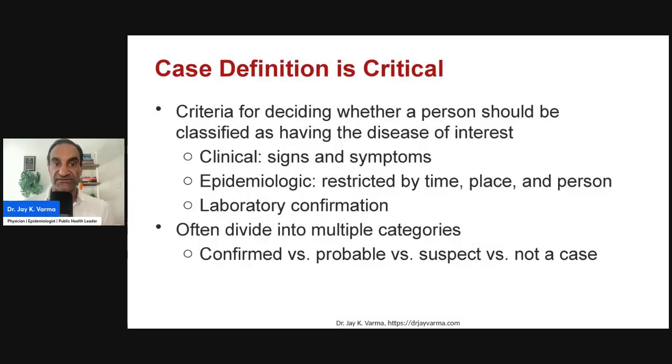A case definition is fundamentally the criteria for deciding whether a person should be classified as having the disease of interest. This may mean clinical factors such as signs and symptoms, and may involve epidemiologic factors such as the time, place, and person, and it may include laboratory confirmation. This is critical, of course, with infectious diseases, but may be a challenge if you're dealing with a condition for which there is no laboratory diagnosis. We often divide these case definitions into several tiers or categories, such as those we consider confirmed cases, those we consider probable cases, and those that we consider suspected cases, but don't have any higher level of confirmation.